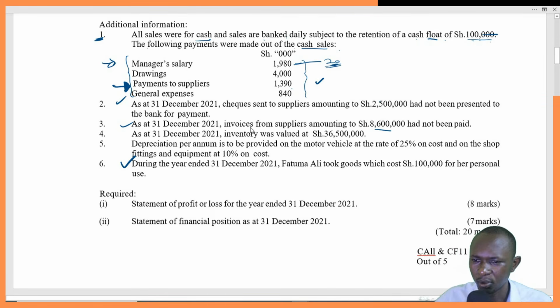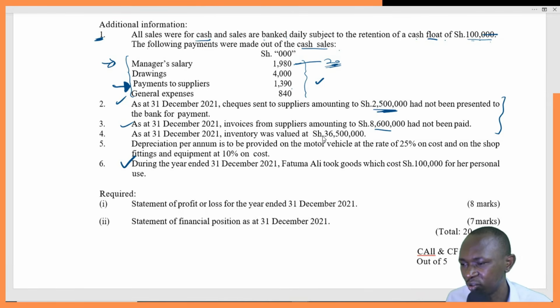Now, these are outstandings. These are debts. We'll treat this as if we have not paid, because we gave them the paper check but they have not gotten the cash. So we'll assume we've not paid.